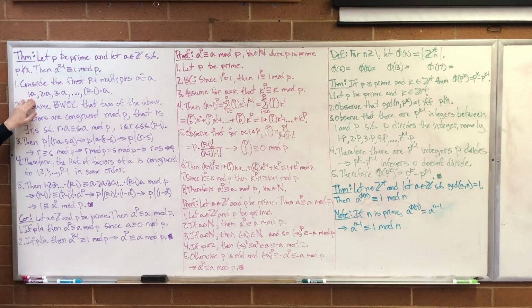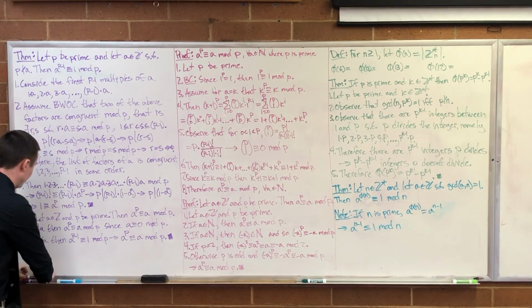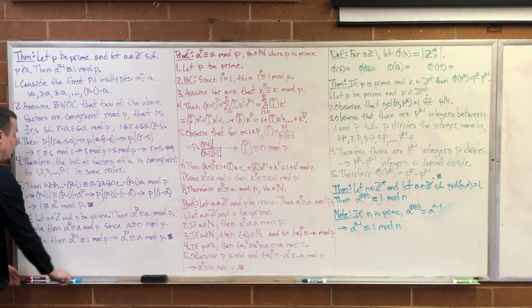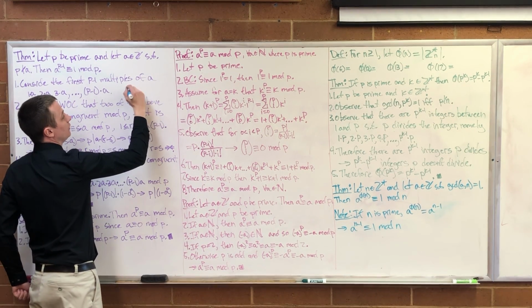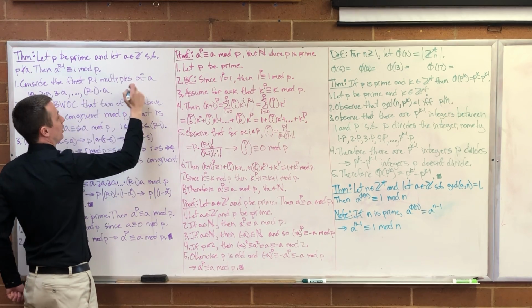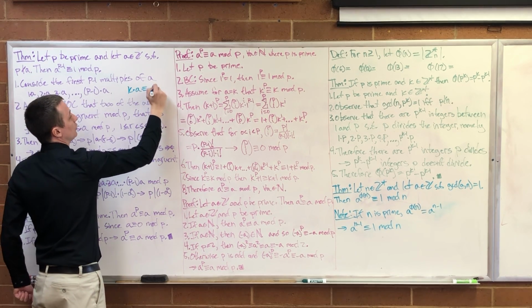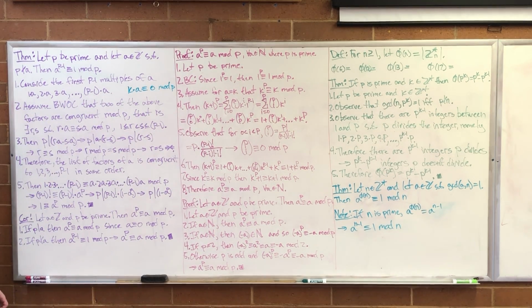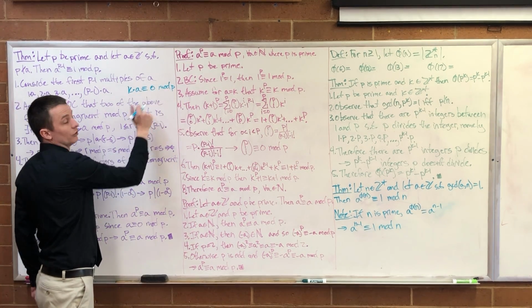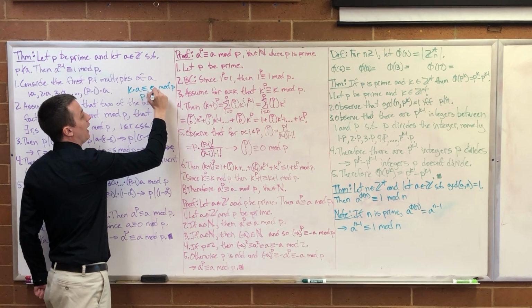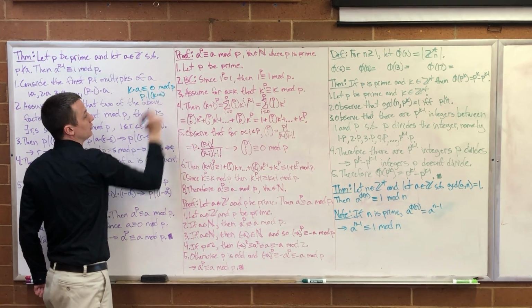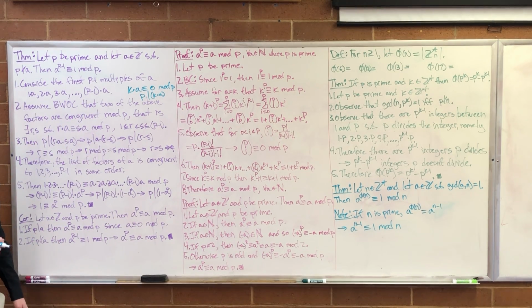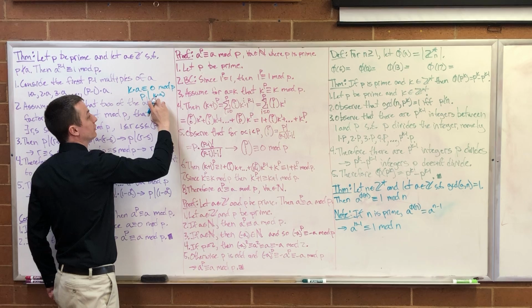How do I know that none of these are 0? Sorry, how do I know that none of these are of this form: some number, what should we call the number? K times A is congruent to 0 mod P. If one of them was congruent to 0 mod P, that would be the same thing as P divides K times A minus 0, or just K times A, right? How do I know that this is impossible?